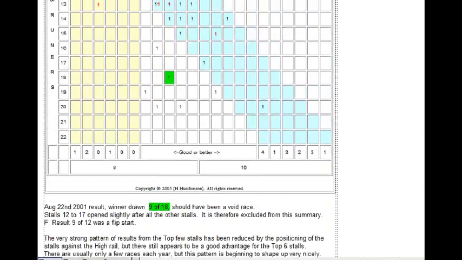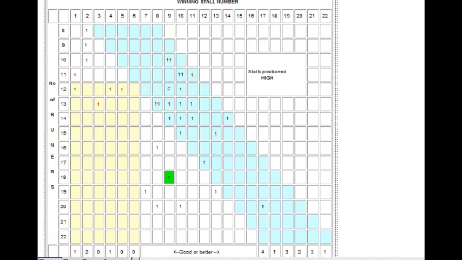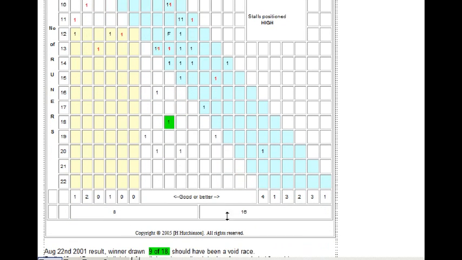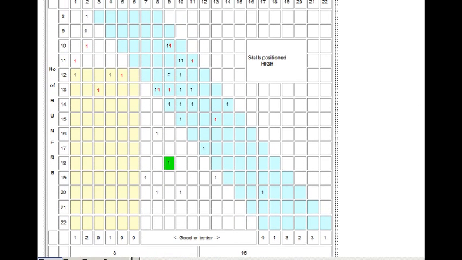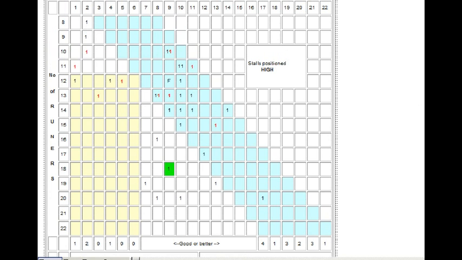Now since those results, Epsom Racecourse have positioned the stalls high against the stands rail, but as you can see from that pattern there and the top half bottom half split, the draw advantage isn't quite as strong, but it's still something worth considering in 5 furlong races at Epsom.